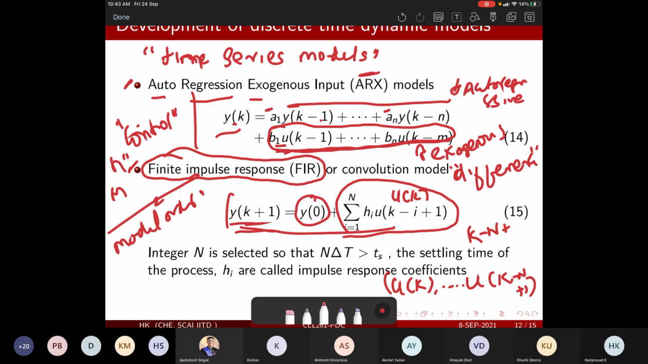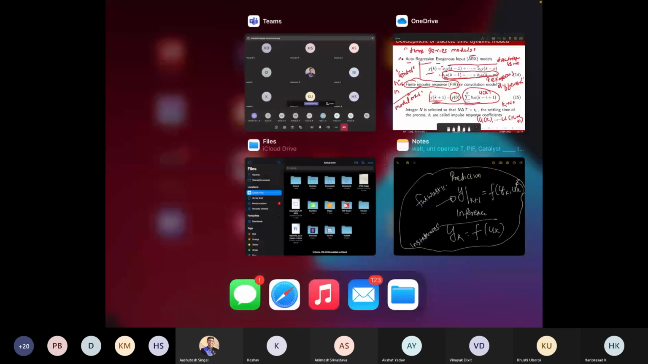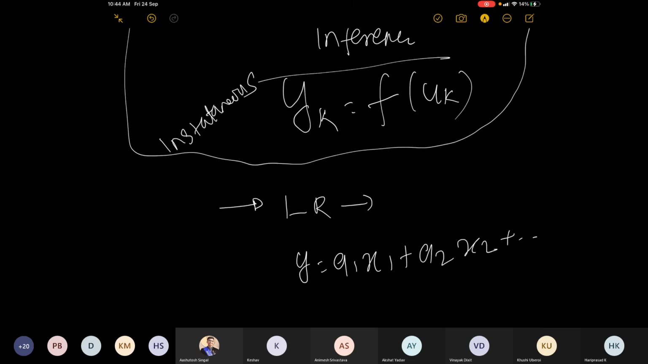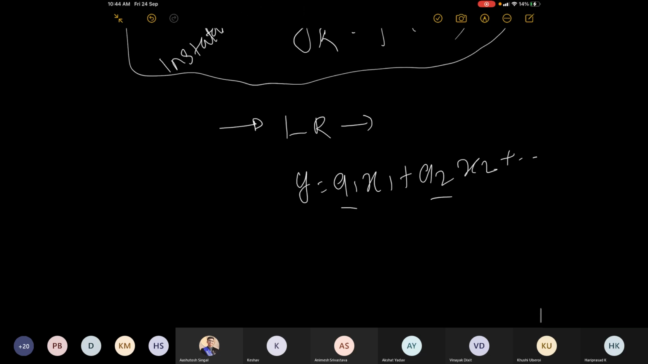So what is the problem here? What is it in linear regression? You have to understand that in linear regression, your problem is figuring out the coefficients A1, A2 such that your model prediction is approximately equal to the actual value. So you are interested in finding coefficients A1, A2, etc. How do you do that? Least squares. You fit it.